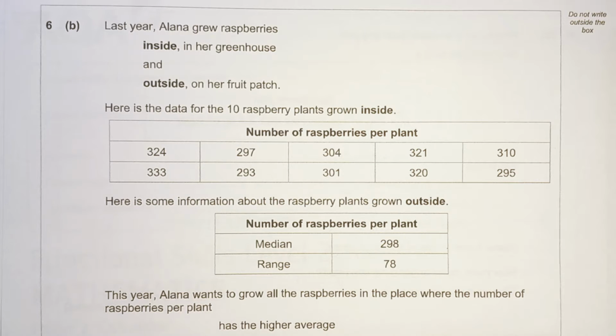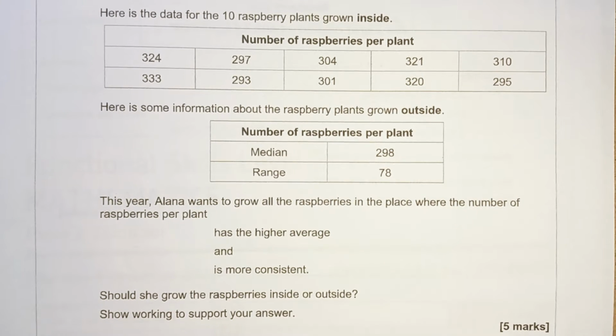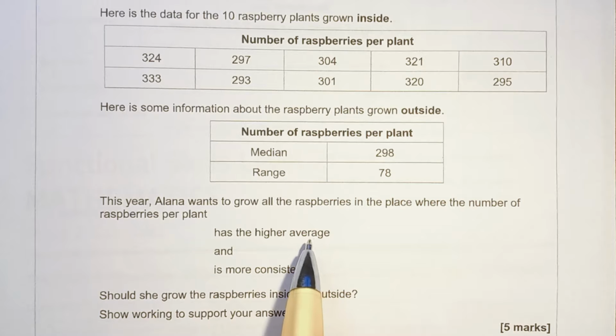This year, Alana wants to grow all the raspberries in the place where the number of raspberries per plant has the higher average and is more consistent. Should she grow the raspberries inside or outside? Show working to support your answer. Okay, and we've got 5 marks for this question. Now, the higher average, should be comfortable with knowing what this means.